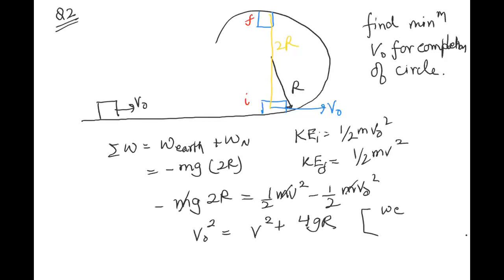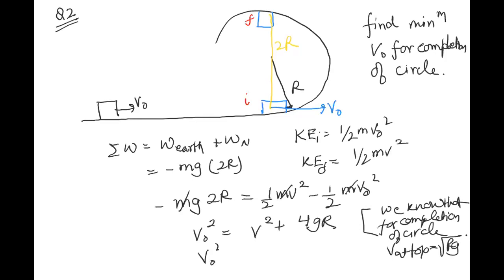And we know that for completion of circle, velocity at top must be equal to root rg. So V naught square is equal to rg plus 4rg. V naught is equal to root of 5rg.